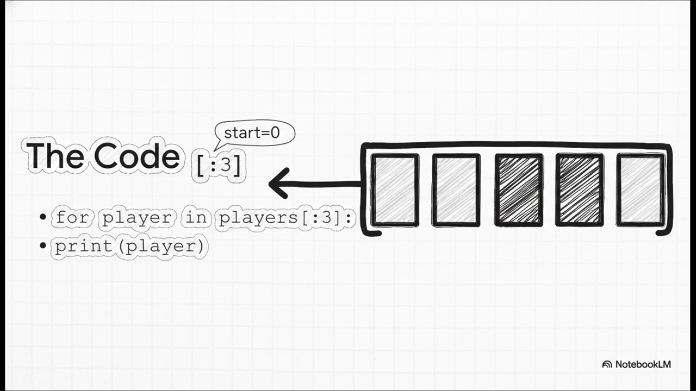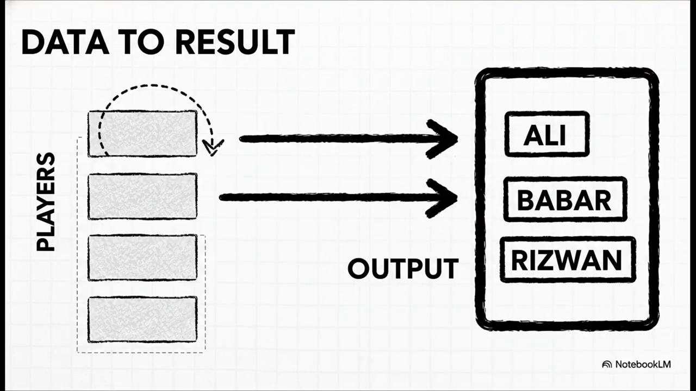You can see the code looks almost exactly the same as a normal for loop. The only difference is, instead of just players, we're using our slice, players[:3]. And notice I left the start index blank here too. If you do that, Python just assumes you mean to start right at the beginning at index 0. And yup, the output is perfect. The loop ran, but it only ran for the items in our slice, printing out just those first 3 names.